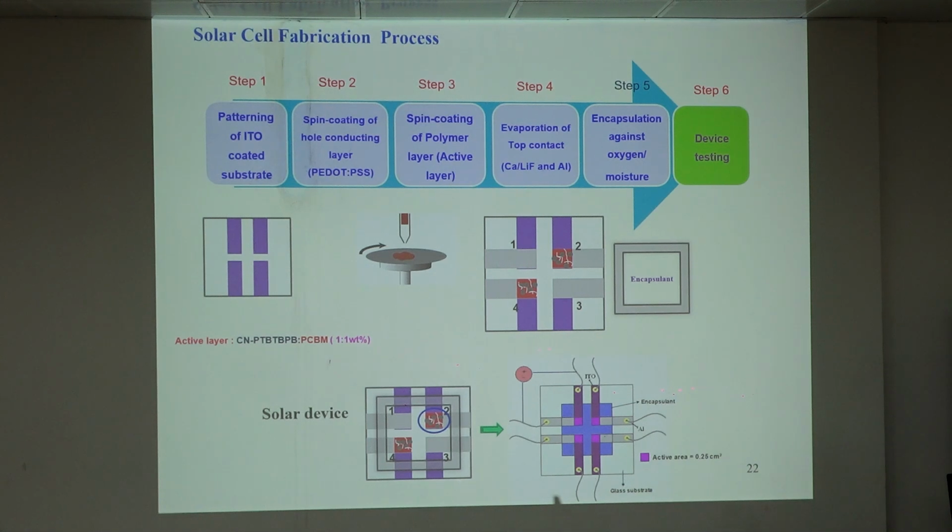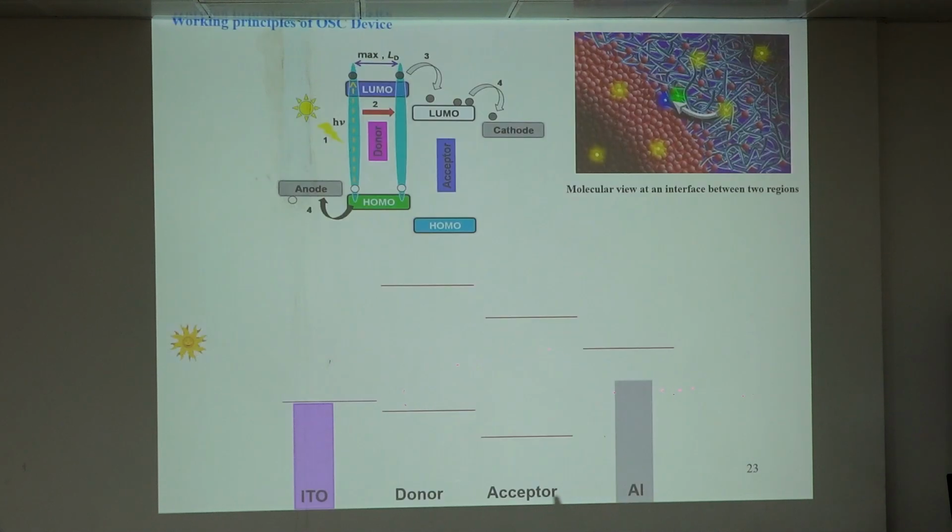Very tough for us when we started this work actually, because we don't have a clean lab here in NIT. So we went to IIT Kanpur for doing this application actually. That's the application of your solar cell fabrication technology.